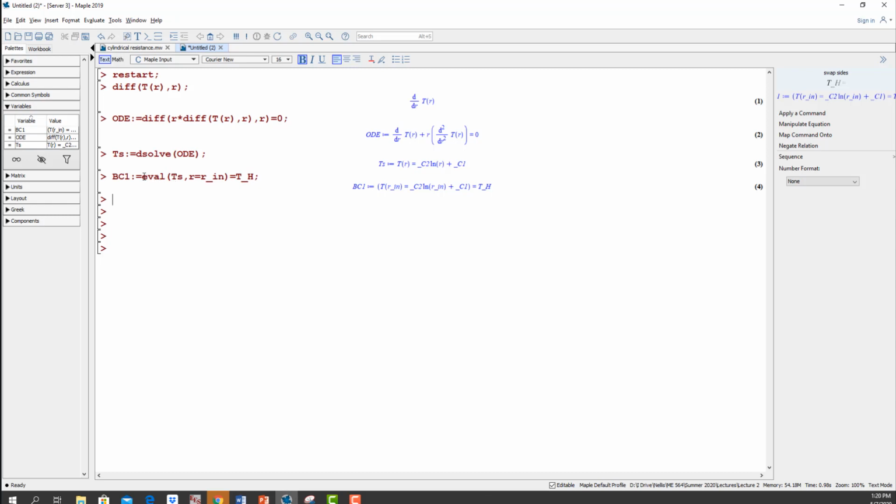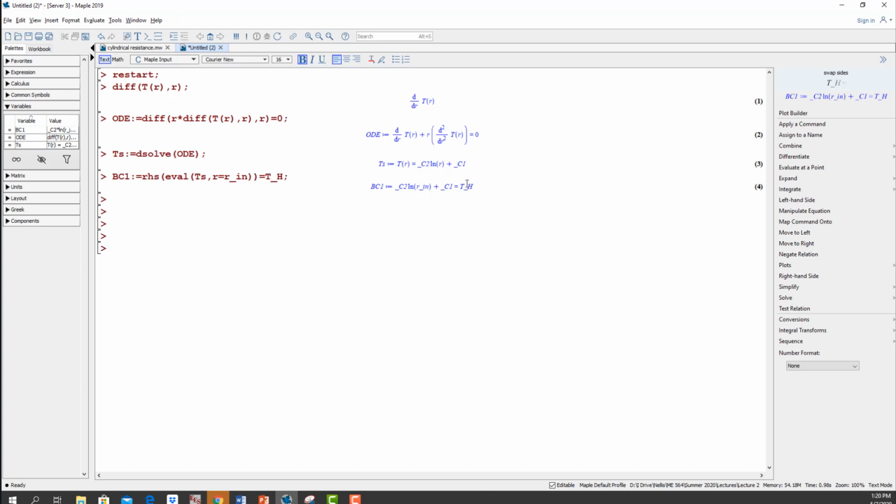And so that's where I used the RHS, or the right hand side command. So here I just want the right hand side of this eval command, and if I do that, here's my algebraic expression. This guy right here is one of the two equations that I need to solve for C1 and C2, right? And we came up with this last time on our own. It wasn't that hard, but like I said, we can use this to check that, or we can use this for problems that are a little bit harder than this problem.